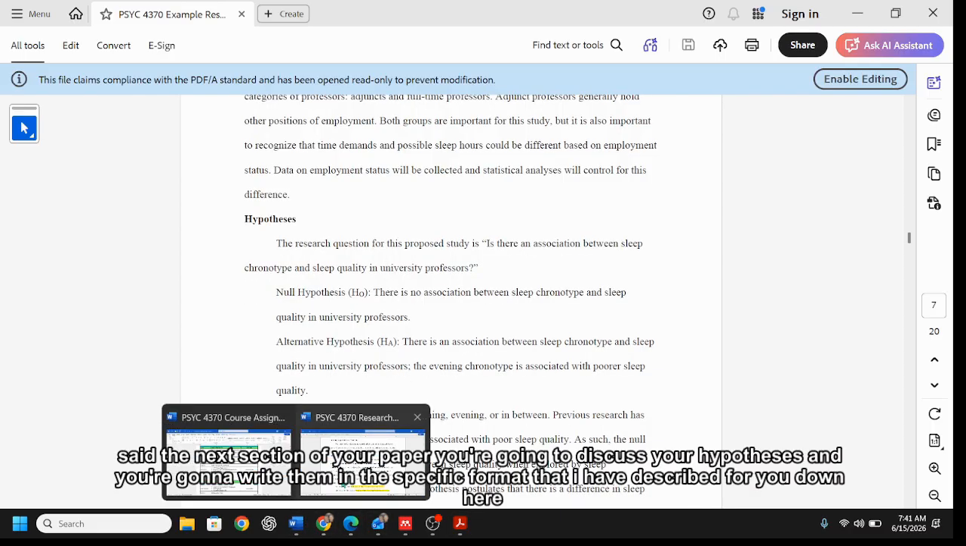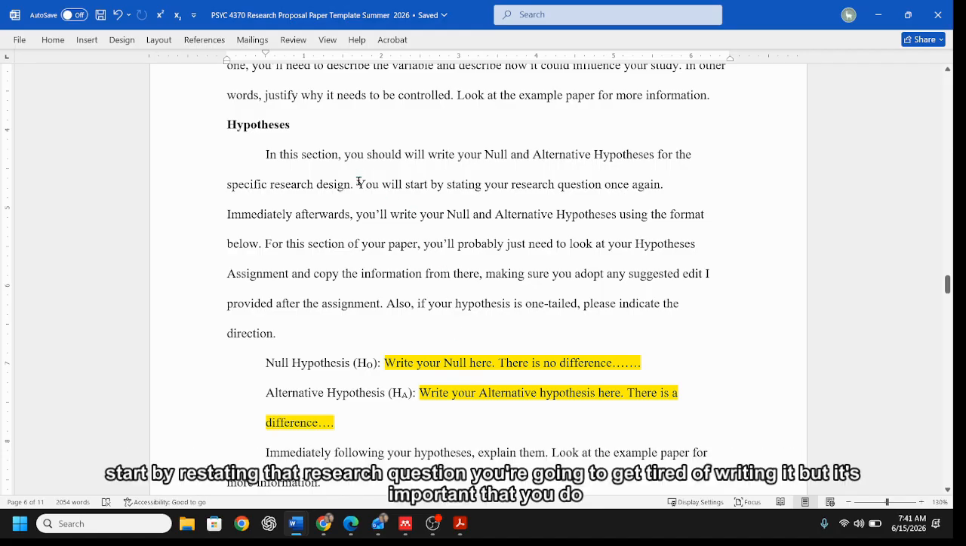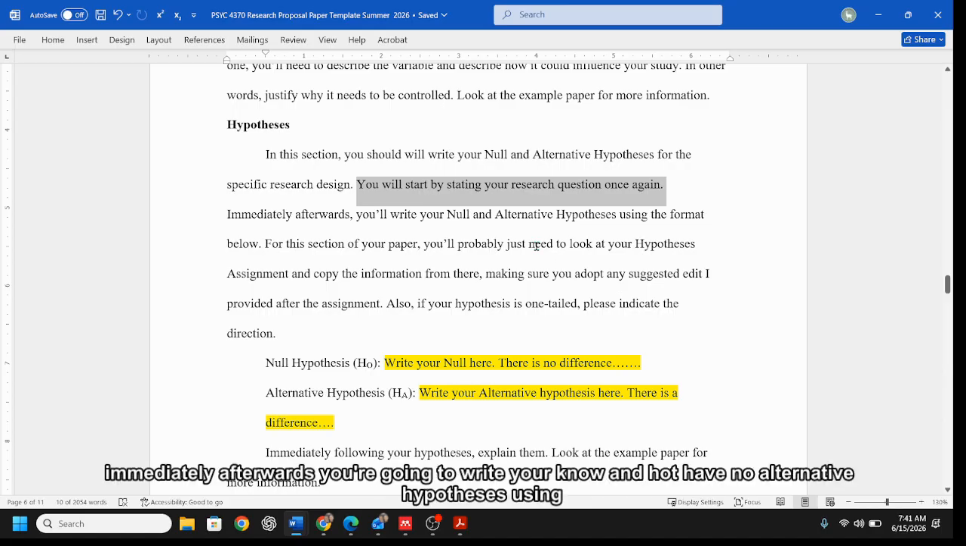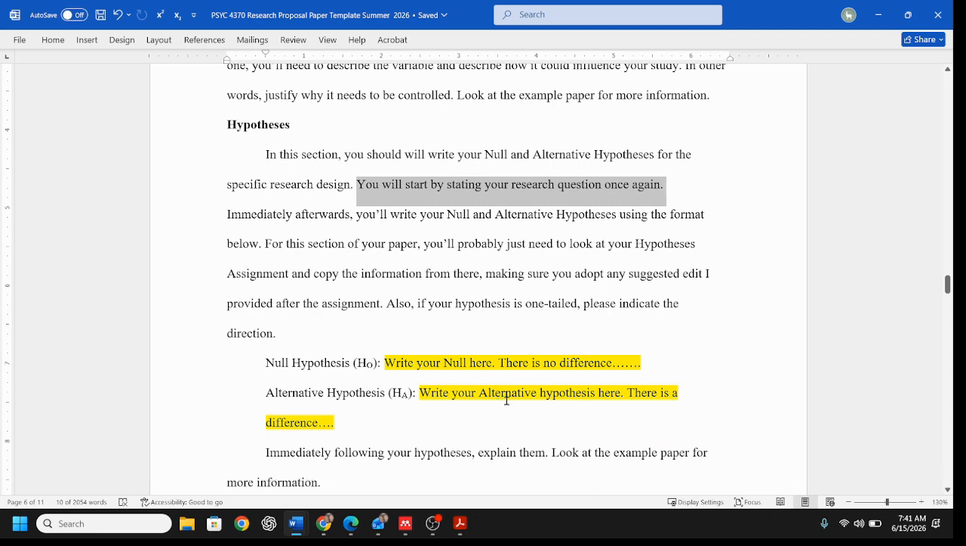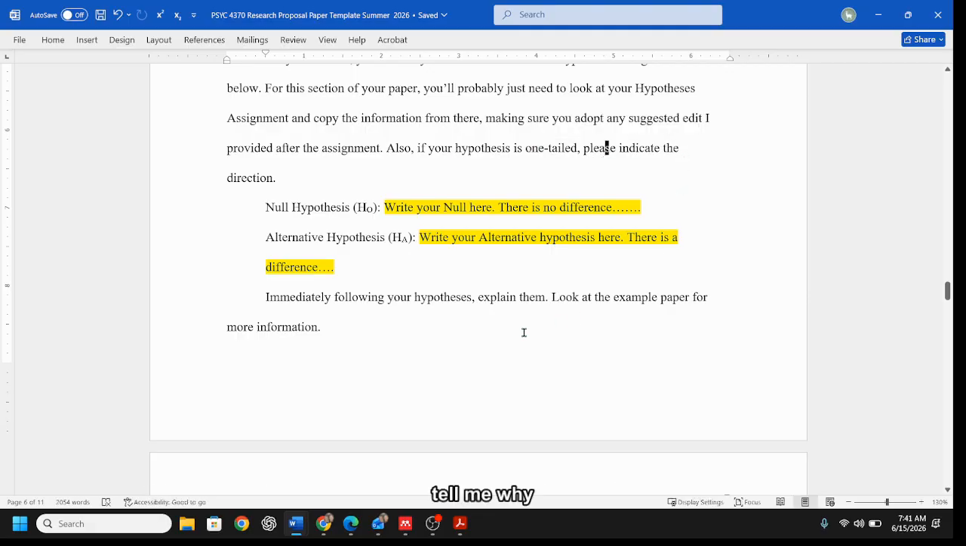So the next section of your paper, you're going to discuss your hypotheses and you're going to write them in the specific format that I have described for you down here. Start by restating that research question. You're going to get tired of writing it, but it's important that you do. Immediately afterwards, you're going to write your null and alternative hypotheses using this format down here. I also suggest that if your hypothesis is one-tailed, tell me the direction and tell me why.